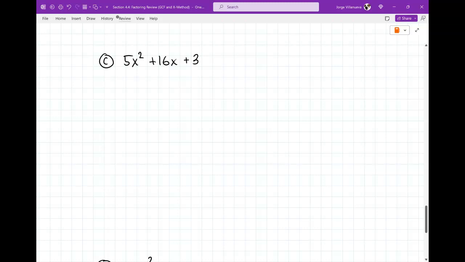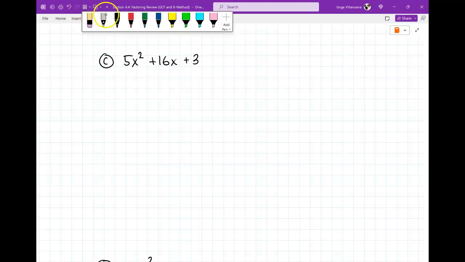Do these have any numbers that you can factor out? Not really, right? 5, 16, and 3. Can I factor out any letters from all of them? No, right? So it does not have a GCF. Always do that. Always ask yourself, can I factor something out? So I couldn't. So I'm just going to have to do the X method here.